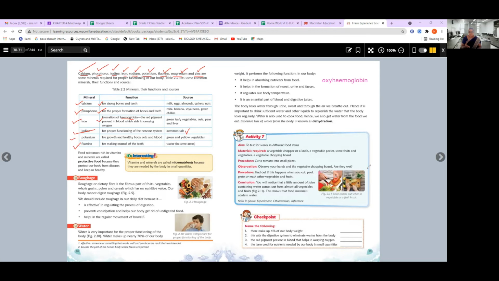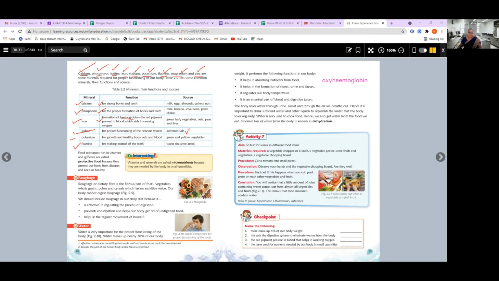Okay, so what is the source? Where is the fluoride present? In the water. Okay, and the paste also has fluoride content in order to maintain our teeth healthy. Okay, so these are some of the minerals, functions and their sources.